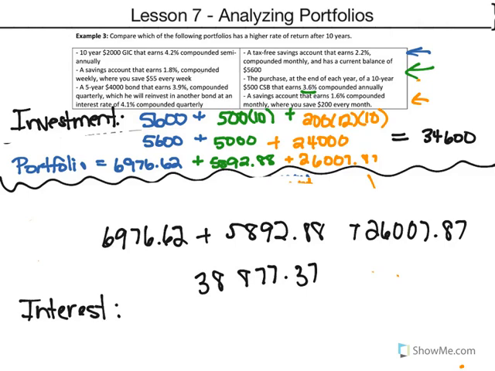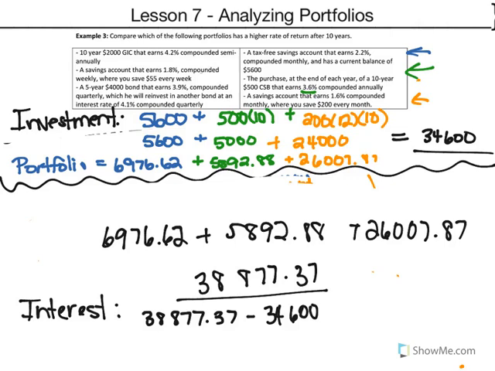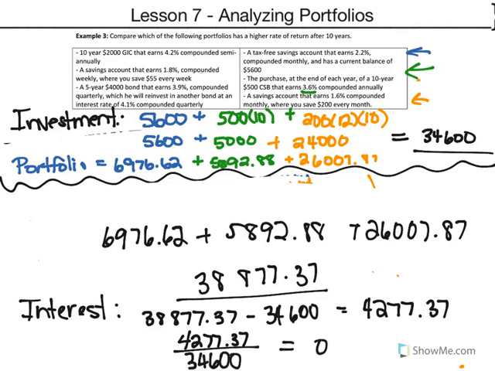Now to find our interest, we would take how much we earned and subtract how much we invested, and you should get $4,277.37. And to find our rate of return, we take the interest, 4277.37, and divide it by our investment, which was 34600, and our rate of return is 0.12, which is 12%.